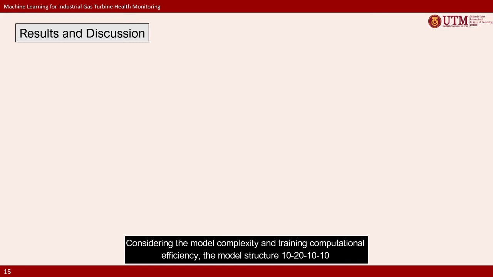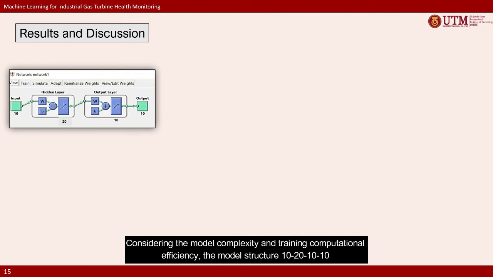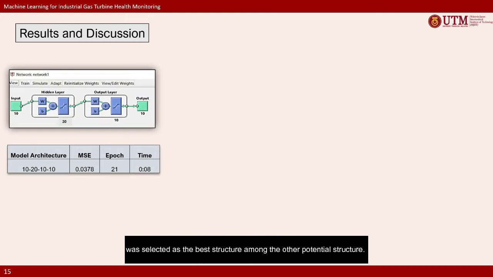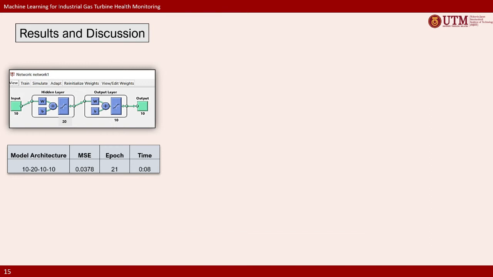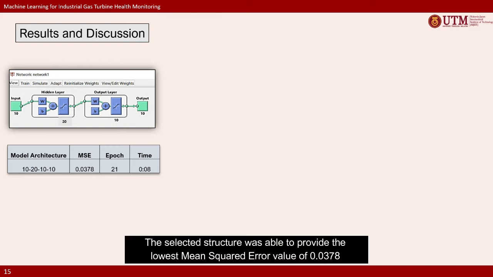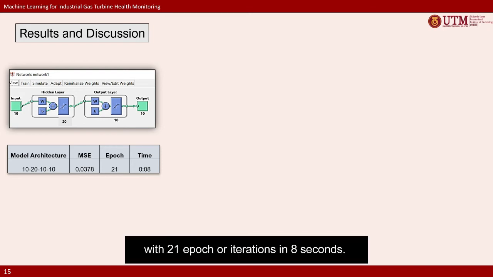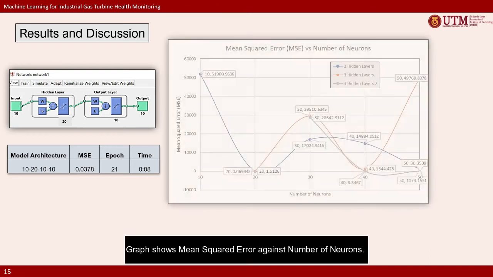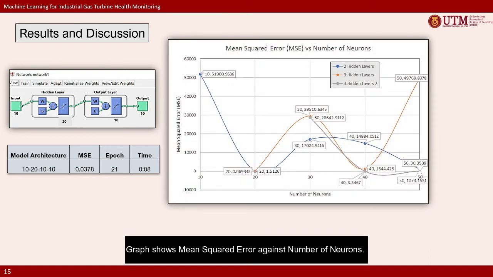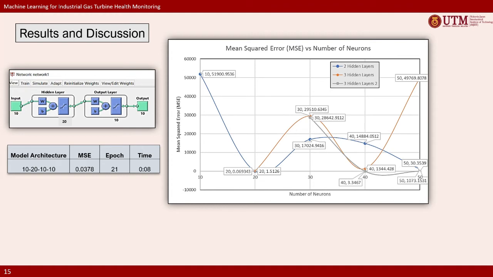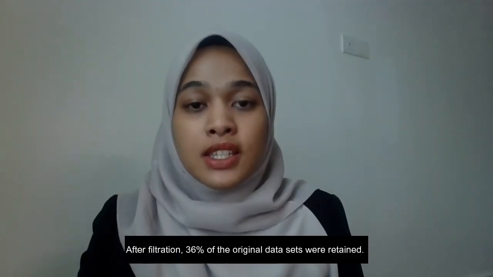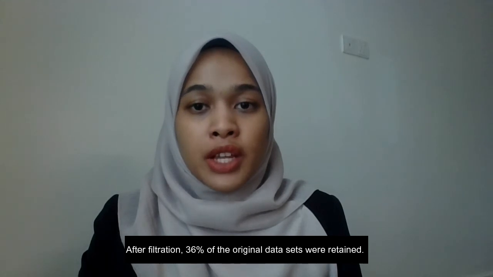Considering the model complexity and training computational efficiency, the model structure 10-20-10-10 was selected as the best structure among the other potential structures. The selected structure was able to provide the lowest mean squared error value of 0.0378 with 21 epochs or iterations in 8 seconds. Graph shows the mean squared error against the number of neurons.